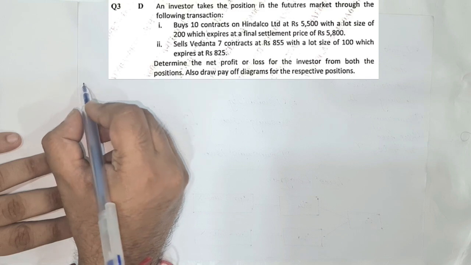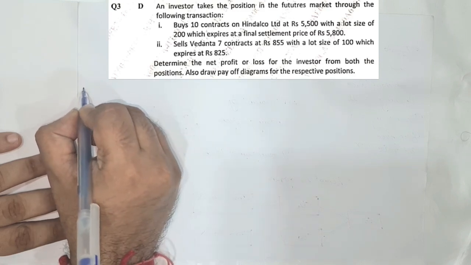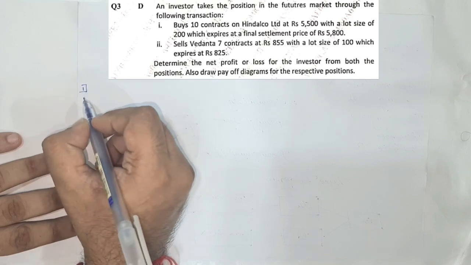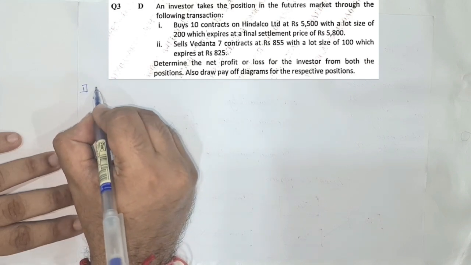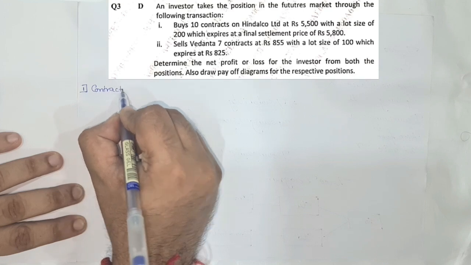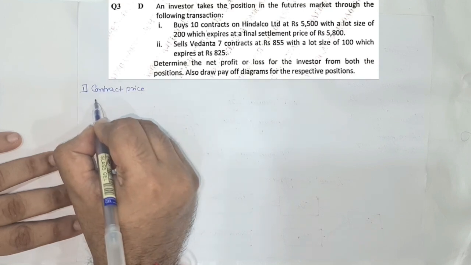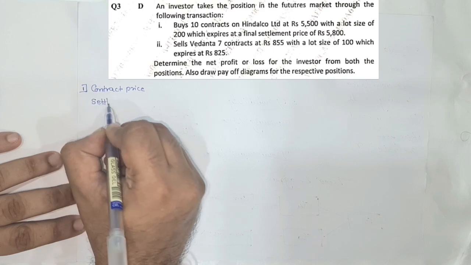So there are two scenarios here. First is where he's buying and the second one where he's selling. So we are going to do the first scenario. I'm writing number 1. Always start with these steps. The steps are very important. First I'm writing here contract price, and below that I'll write settlement price.